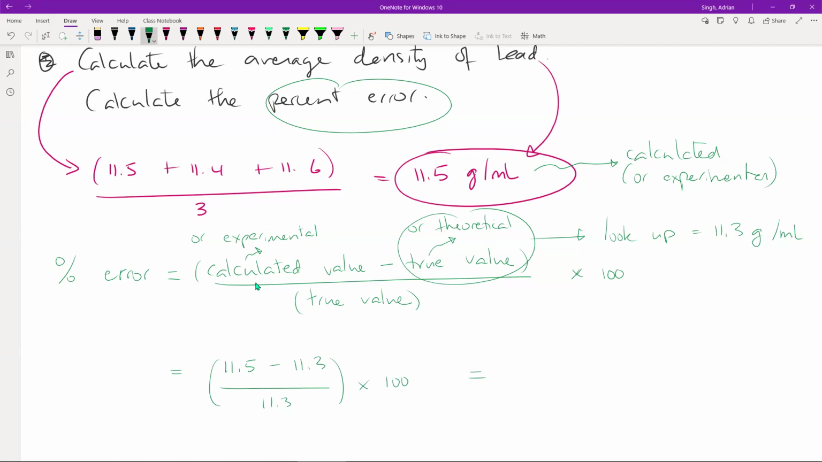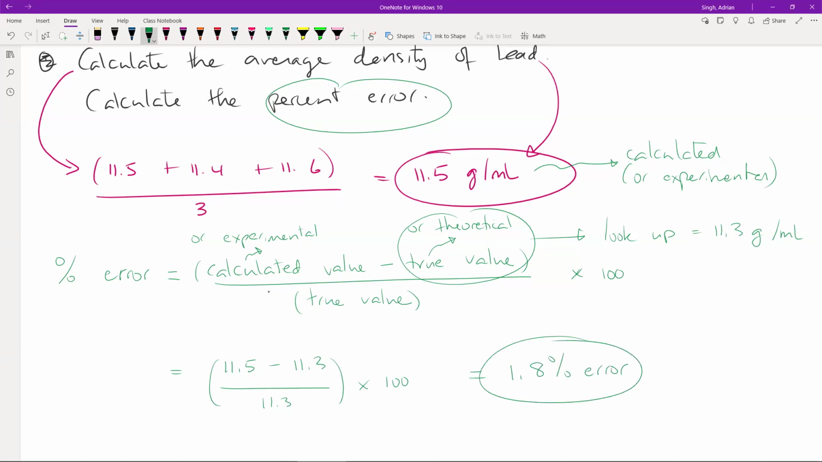Substitute that into my calculator. So 11.5 minus 11.3. Divide that by 11.3. I'm going to times that by 100. Okay, so that gives me 1.8%.